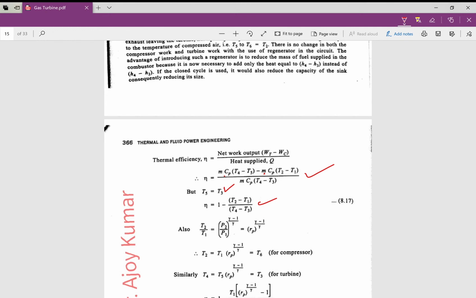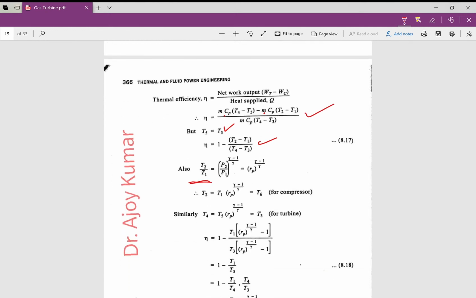Now apply general fundamental equations for process 1-2 during the compression process. So we can write T2 upon T1 is equal to P2 upon P1 raised to power gamma minus 1. This P2 upon P1 is nothing but your compression ratio, so we can say the compression ratio is RP. So finally we can say for T2 it comes like this.